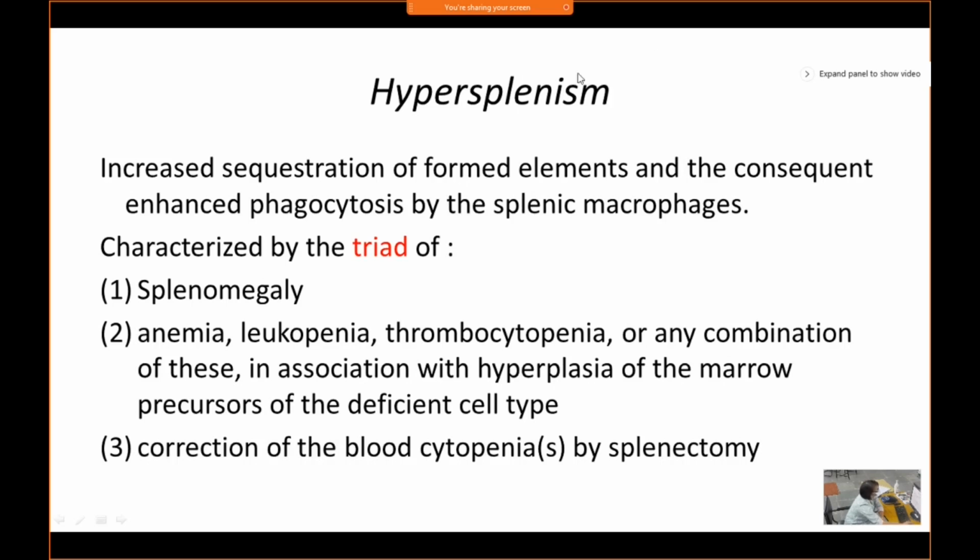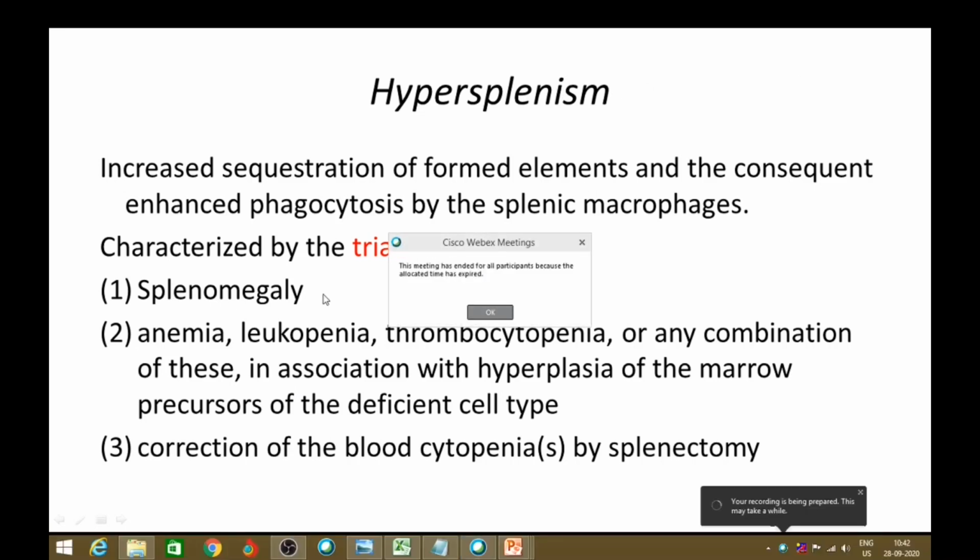Okay, then another thing, hypersplenism, you have to know the triad of hypersplenism. In hypersplenism, the spleen will always be enlarged, okay, and all these features of pancytopenia are there, and when splenectomy is done, then the correction of blood cytopenias happens.